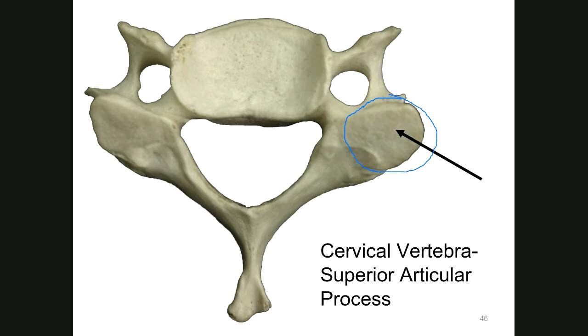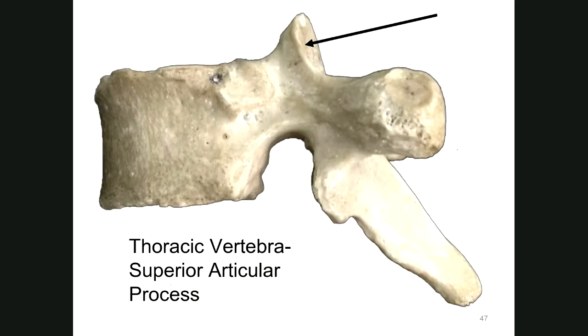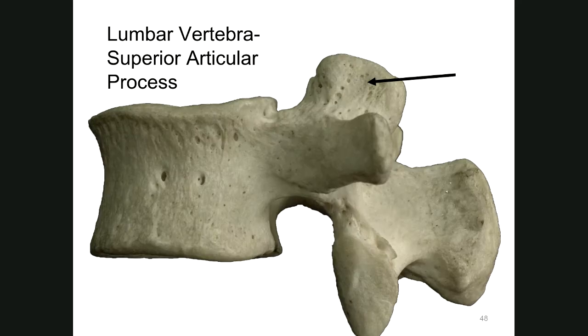So for right now, we're just going to be labeling the processes. So this is the cervical vertebrae. Here is the thoracic vertebrae. That's this whole structure right here. Okay. And obviously, if it's on the top part of the vertebrae, it's the superior one. If it's on the bottom part, it's the inferior one. Okay? Here it is on the lumbar vertebrae. This whole structure here.